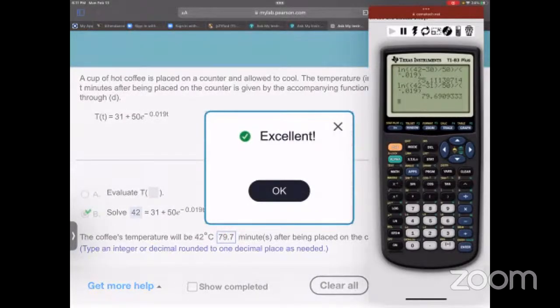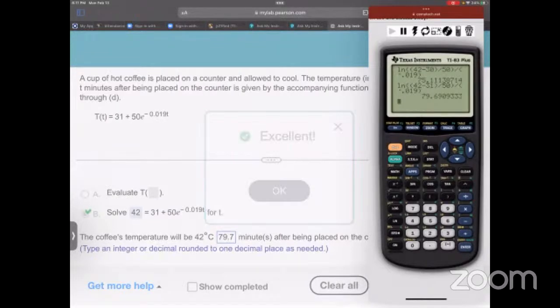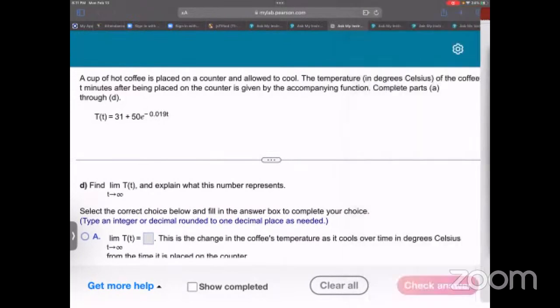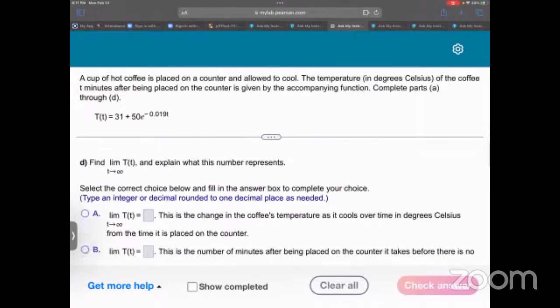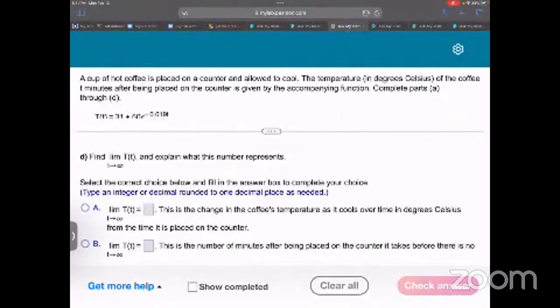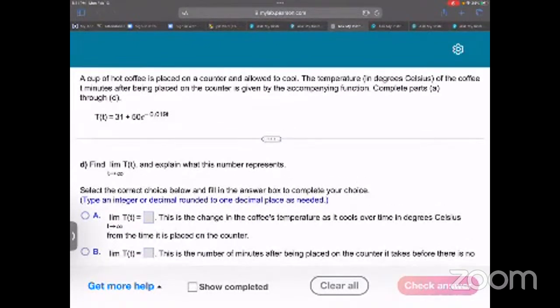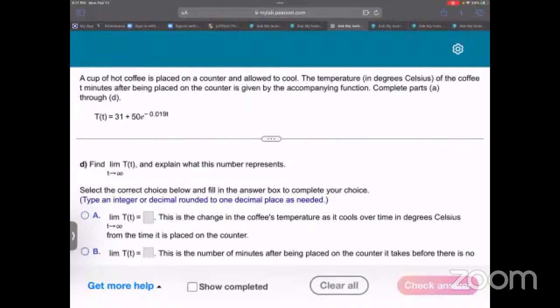Okay. Was that it for that one? Okay, part D. Let me get rid of this. So part D asks us, find the limit as t goes to infinity and explain what this number represents, okay? So normally with exponential growth, when we multiply the inside by a negative, that causes a horizontal flip, so we have exponential decay. That's going to stretch it vertically and then move it up by 31.